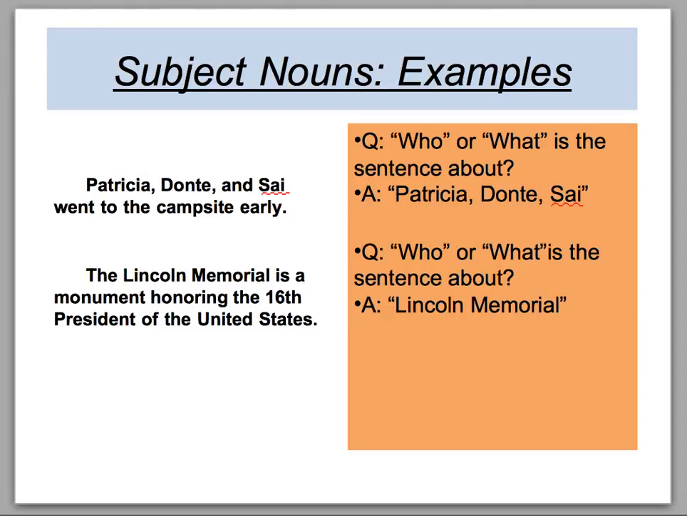So, subject nouns, examples: Patricia, Dante, and Cy went to the campsite early. The Lincoln Memorial is a monument honoring the 16th President of the United States. So, these are all examples, right? Names, obviously, are, and remember, subject nouns are the ones performing the action or the state of being. So, if you said, Patricia is, period, that's essentially a sentence, because Patricia is our subject noun, and our verb is. Now, is a state of being. It's basically saying exists. Patricia exists.